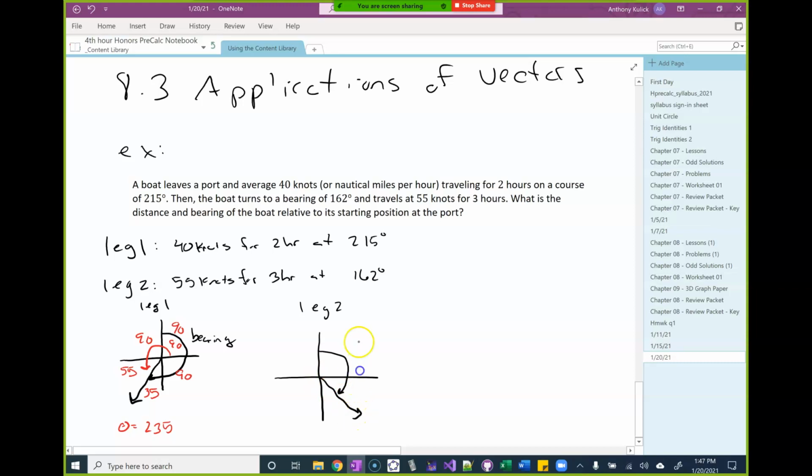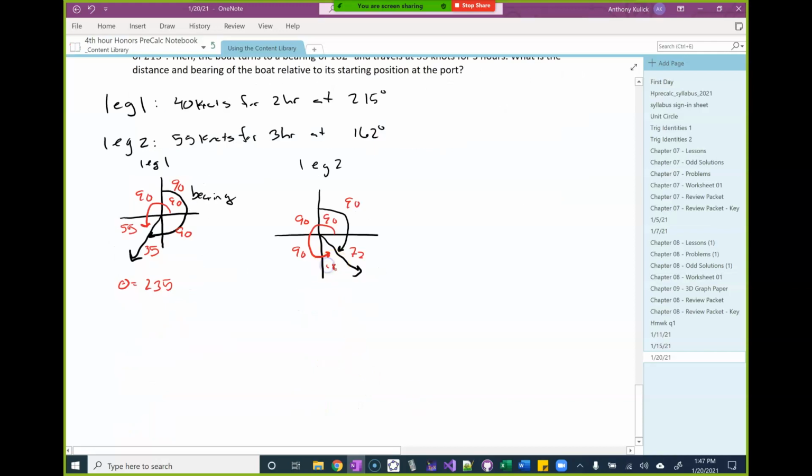So that was 90, and then 72. My standard position angle then is 90, 90, 90, and the complement of 72. Everybody so far so good on that? Okay. And my magnitude then is just going to be the total distance I traveled. So 40 times 2 is going to be 80 nautical miles. And 55 times 3 is going to be 165 nautical miles.